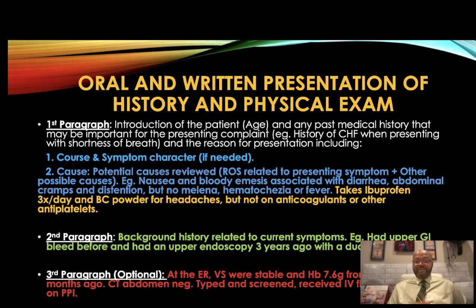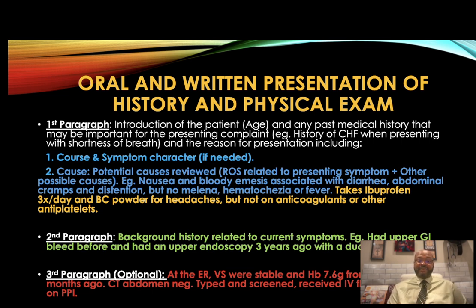And then the optional third paragraph, some people like this. I like it. Some people don't. Some people prefer to put it right at the end. What happened in the ER? So in this case, I mentioned at the ER, the vital signs were stable. Hemoglobin was 7.6 grams from 13 grams just 2 months ago. CT abdomen was negative. He was typed and screened, given some IV fluids and started on proton pump inhibitors. So again, this is a practical, detailed component of your history of present illness.